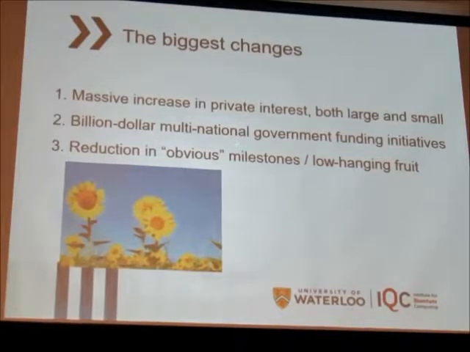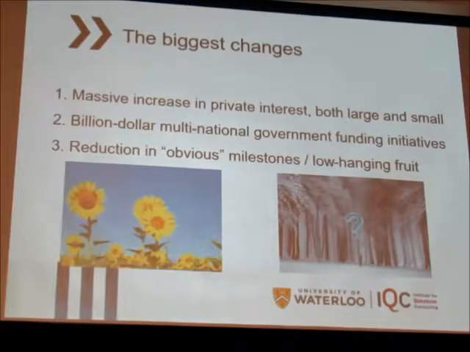I also look at this massive increase in private interest. Does that leave room for universities anymore? And these $1 billion multinational investments, what happens if in 5 years we still don't have a 100-qubit quantum computer? Does that mean all the funding just goes away after that? So that's got some people worried less about a quantum summer and a bit more about a quantum winter. It's a legitimate worry. I don't think it's going to happen.